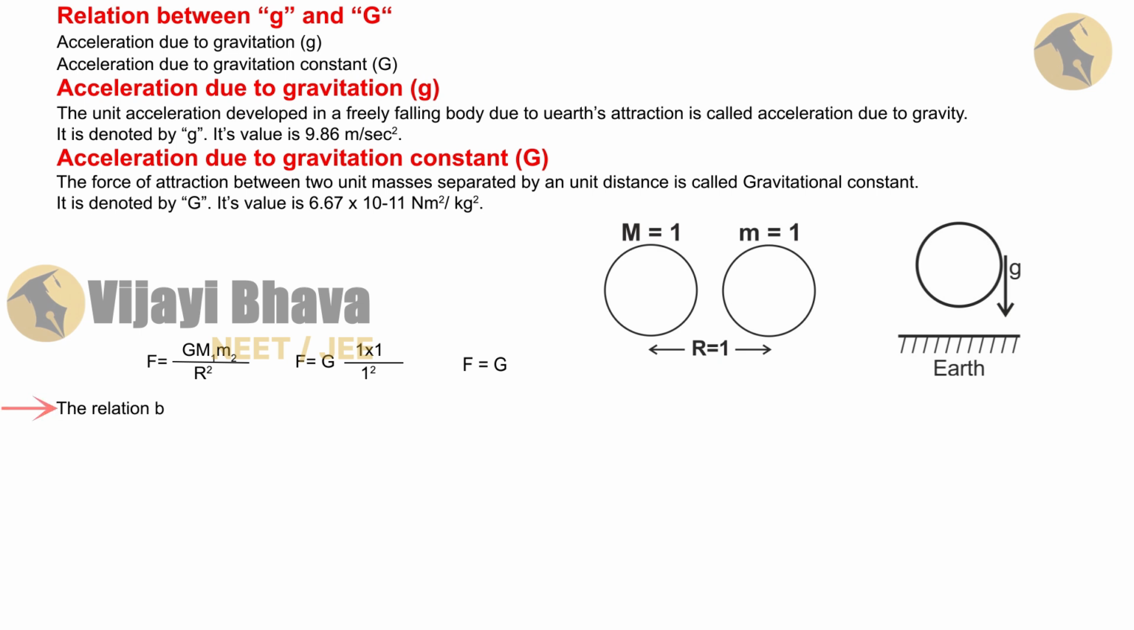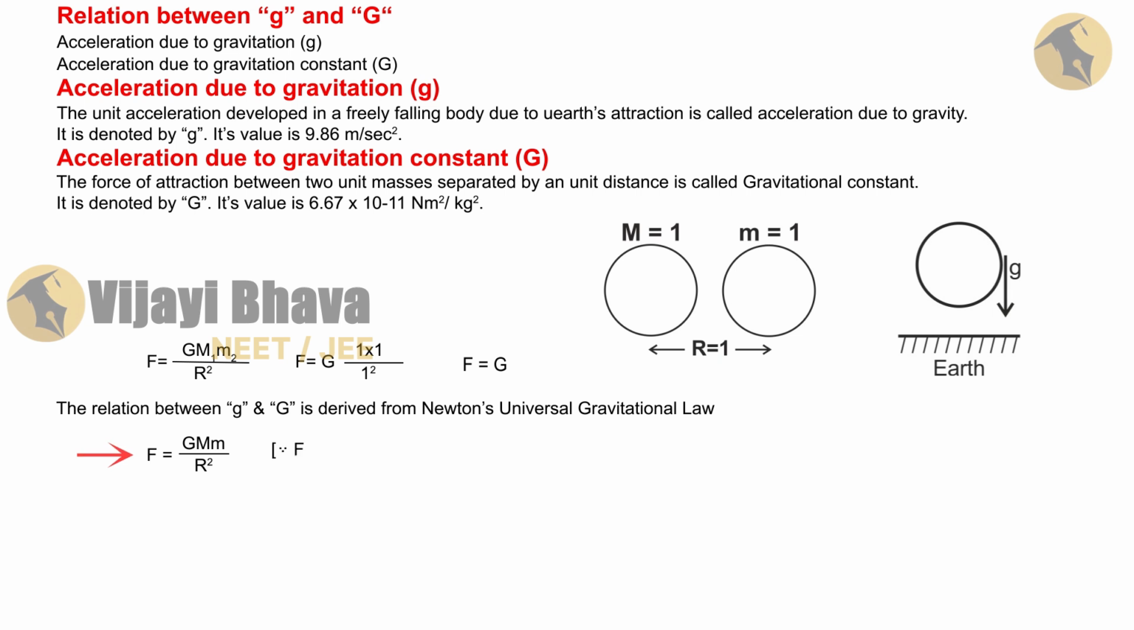The relation between small g and capital G is obtained from Newton's universal gravitational law. From Newton's universal gravitational law, F is equal to GMm by r square. Here F represents force. Force can be taken as ma. Since acceleration a is nothing but acceleration due to gravity, here we can write mg in the place of F. Thus it becomes mg is equal to GMm by r square.